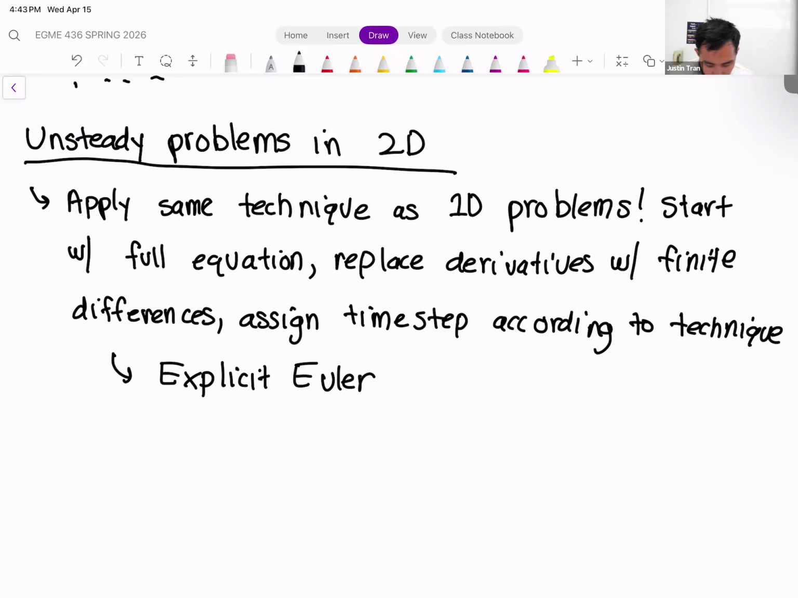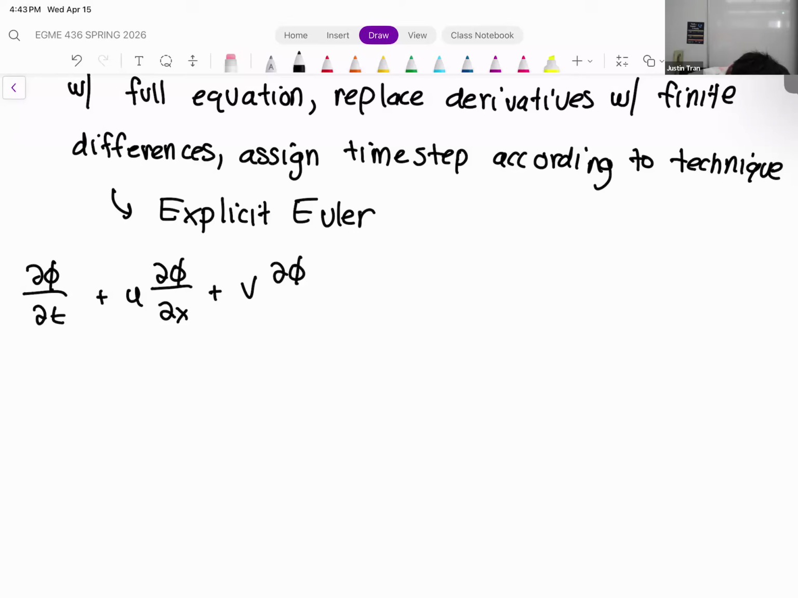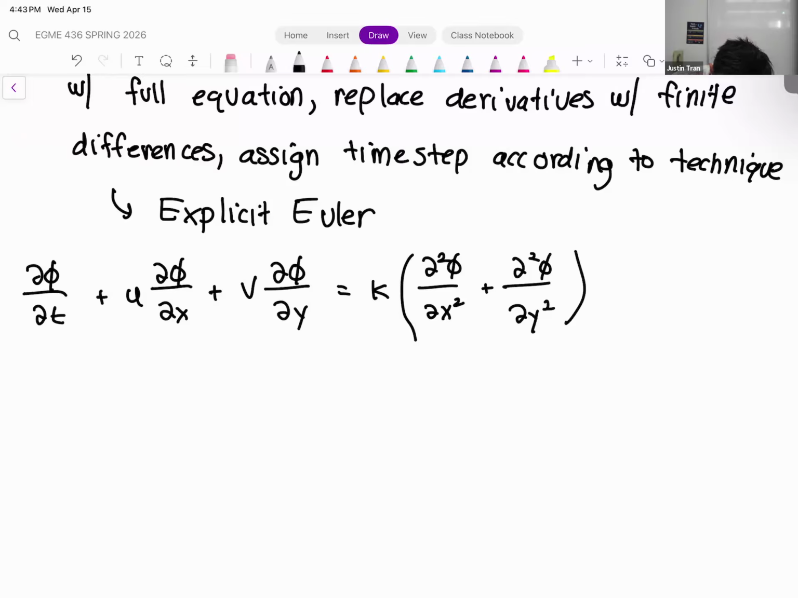Okay, so let's use explicit Euler on our 2D equation here, right? So let's write out the full equation first, and then let's discretize it according to our method. All right, so we have partial phi partial t plus u partial phi partial x plus v partial phi partial y is equal to k, our diffusion term, which is partial squared phi partial x squared plus partial squared phi partial y squared, plus q of x and y.